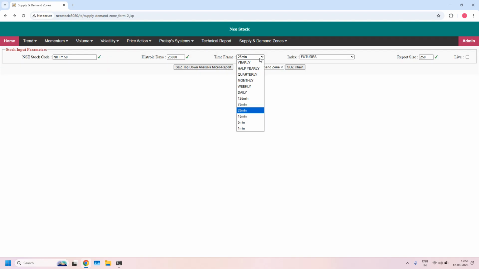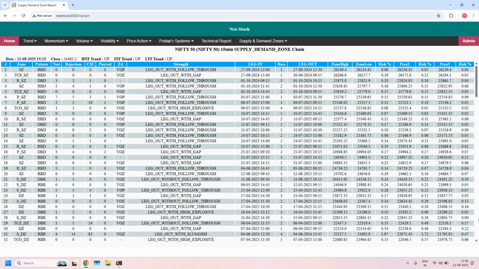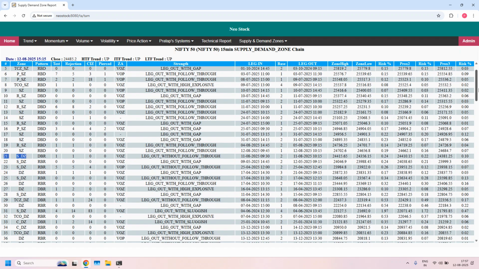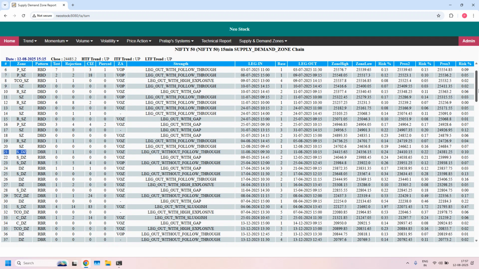Next, generating 15 minutes supply demand zone chain for NIFTY. The nearest demand zone for the current closing price is serial number 21. I'll put it in the middle of the page so that you can access equal number of demand and supply zones.